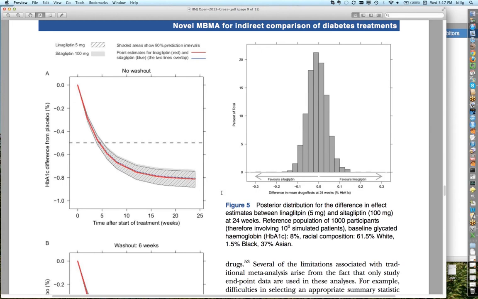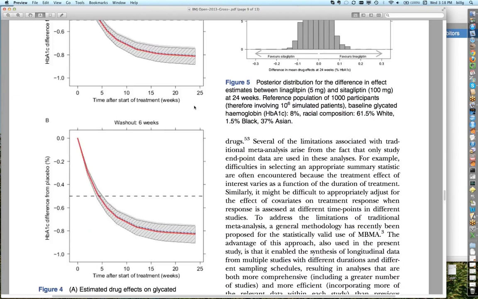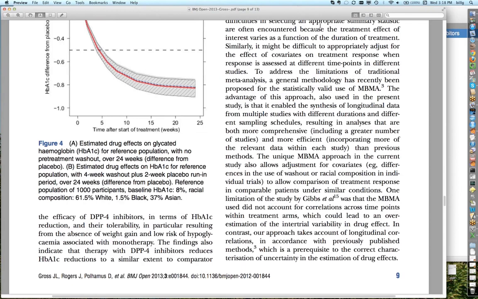Trying to remember what the dots are on this. Sorry, I need to check something. What's going bing here? Whatever that is, that can wait. I think, what was that? Let's see, I forget what the dash line was supposed to be for. So my drug reference population, no pretreatment.